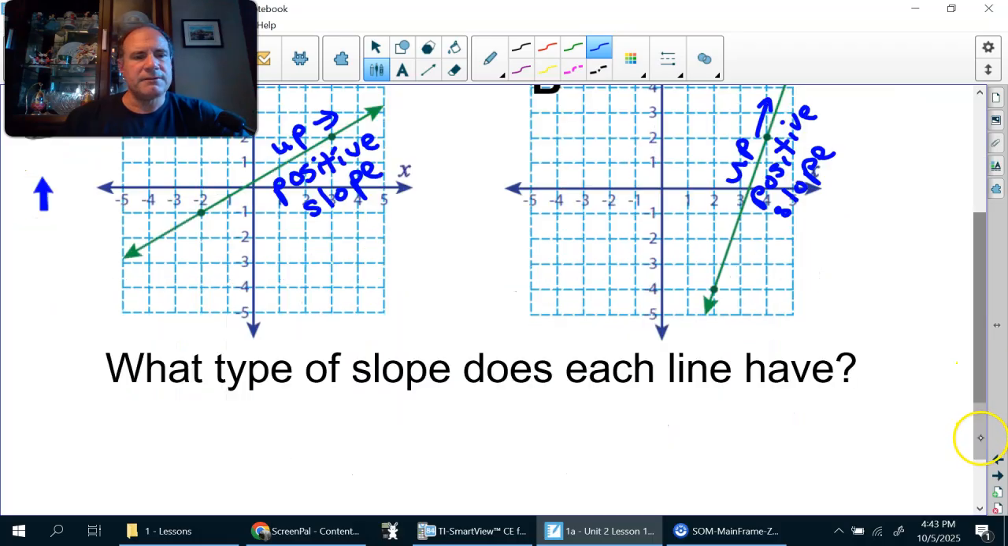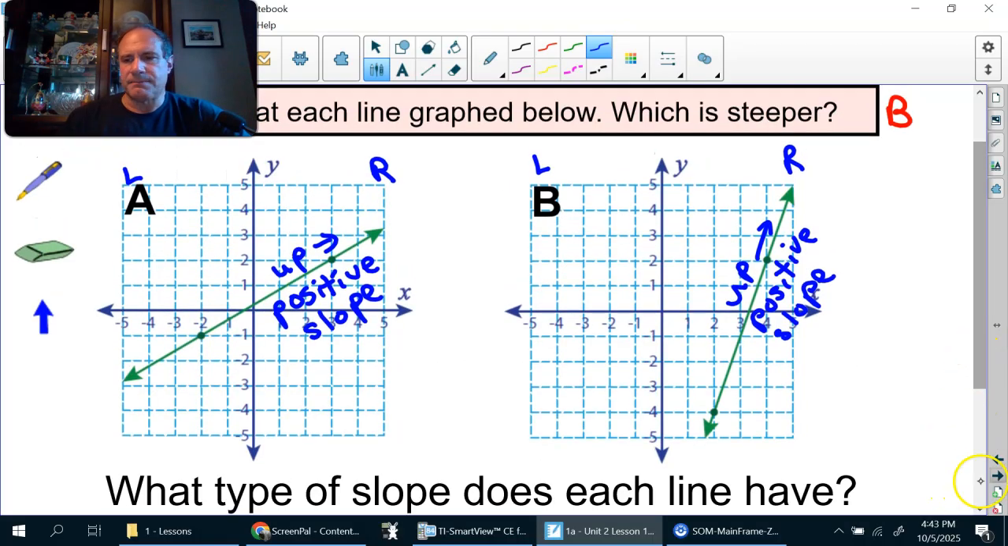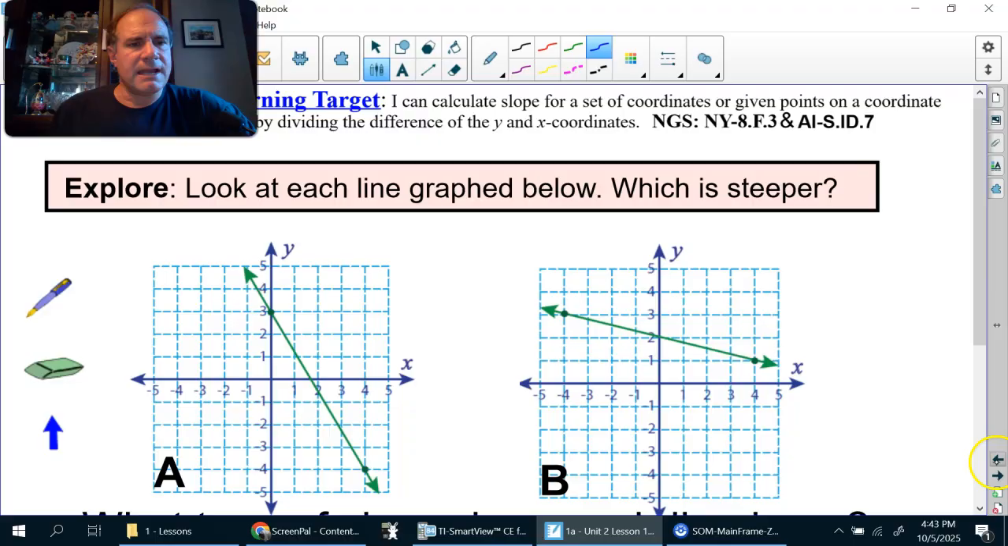So B is positive and A is positive. Going on to the next one. Again, you're going to put L and R on the top. Do that for every graph. This line goes down from left to right. So this has a negative slope.